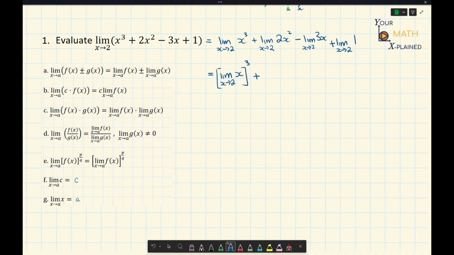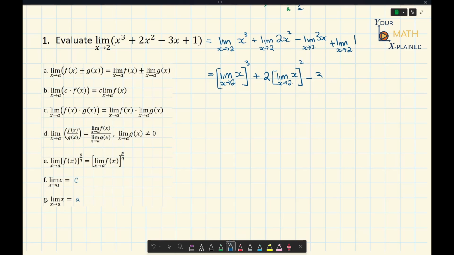Plus, now the second one, we have a constant in front, so we're going to use our law b to pull the constant to the front, so that'll be 2 times, and then we're going to use the power law, so that'll be limit as x approaches 2 of x raised to the power of 2.